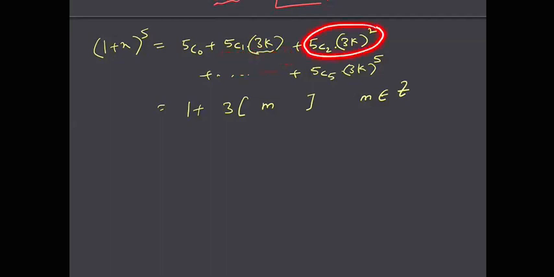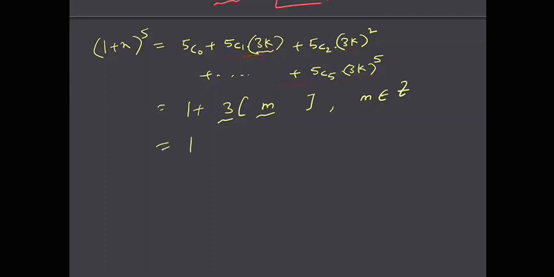Similarly, 5C2 into (3k)^2. In (3k)^2, you can take 3 common and you will get 3 into 5C2 into 3k^2. So this is also a multiple of 3. Similarly, you will have 5C3 into (3k)^3. This is also a multiple of 3 because there is a 3 in this. And you will have 5C4 into (3k)^4. This is also a multiple of 3, and this is also a multiple of 3. So this entire thing I can write as 3 into some m, where m is an integer. So this entire thing is a multiple of 3.